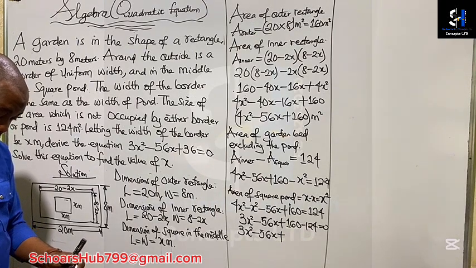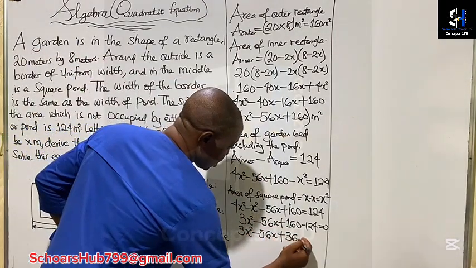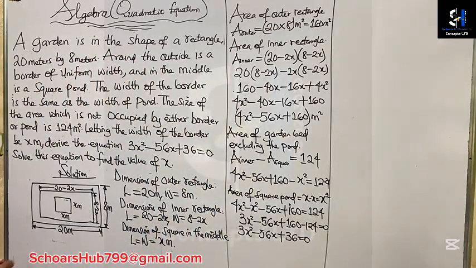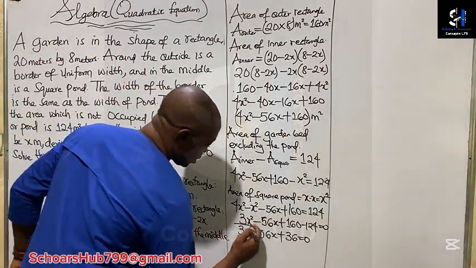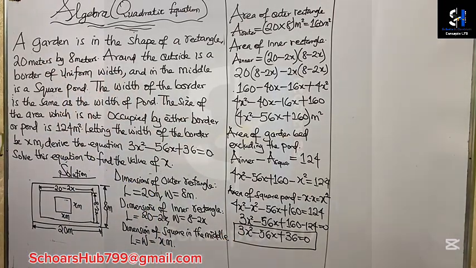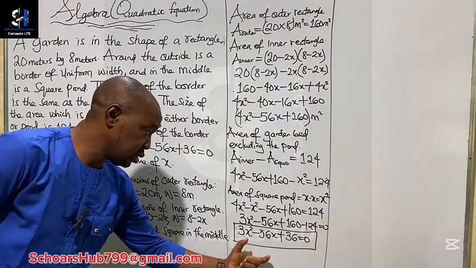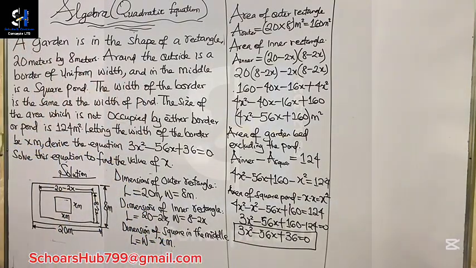160 minus 124, that will be 36. That will be 36 equals to 0. So that becomes the equation. That is the equation required. So now let's solve this equation to find the value of x. We are solving the derived equation to find the two possible values of x.